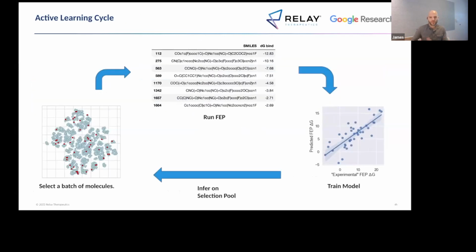Okay, so those are all the pieces. And this is what the active learning cycle or process looks like as a whole. We start with our 10,000 molecules as a selection pool. We pick a set of them to run FEP on, get the actual values for those. We can then train a model on those values and use that model to infer FEP values for the rest of the molecules in the selection pool. With this new knowledge, we can then select a new batch, and hopefully the information that we got from the FEP trained model will help guide us towards better molecules quicker.